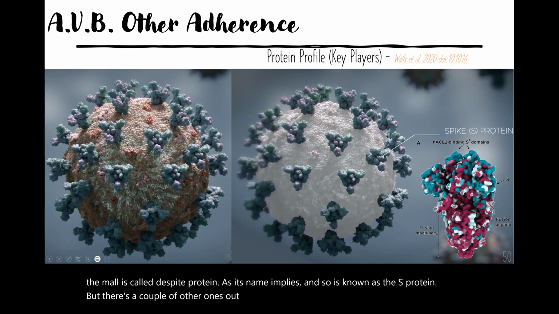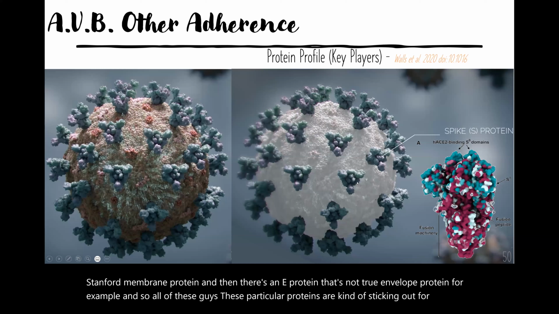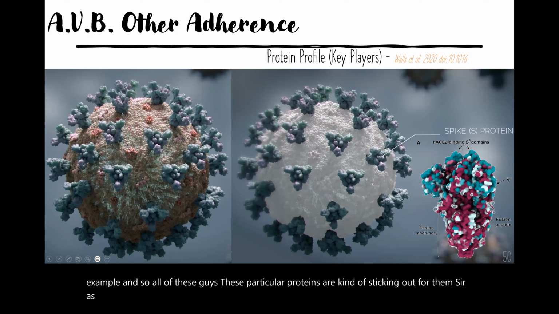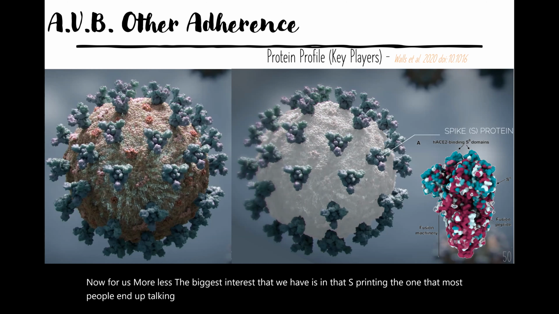There's an M protein. This stands for membrane protein. And then there's an E protein that stands for envelope protein, for example. And so all of these proteins that are sticking out serve as an interaction, like an adhesion, like a handshake, to recognize their host, stick to it, and then be allowed in. Okay. Now for us, more or less, the biggest interest that we have is in that S protein, the one that most people end up talking about. And it happens to be very loosely similar to the H and N proteins that are on influenza viruses.